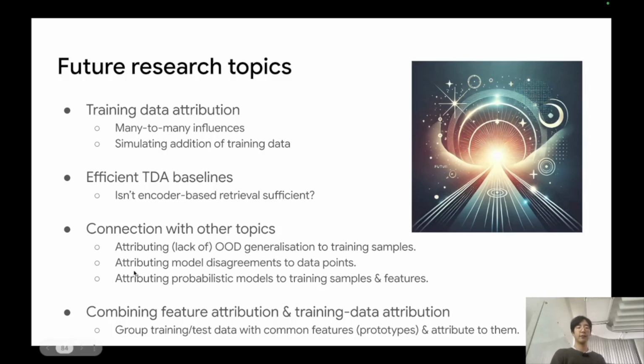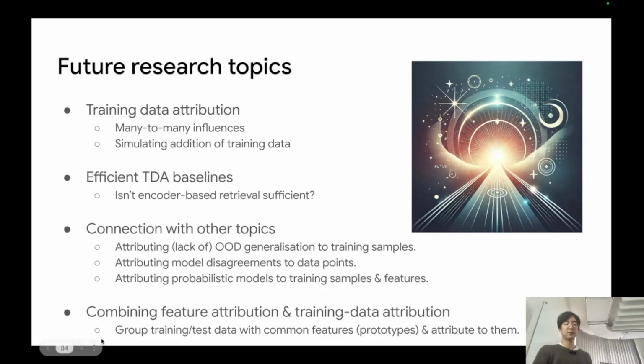Thirdly, there's potential work in attributing probabilistic models to training samples. We're going to talk about probabilistic models after the Christmas break, and I haven't seen much work connecting Bayesian neural networks and probabilistic models with training data attribution. The question here is which samples are contributing to good calibration of the model, for example. So I think these kinds of questions could be quite interesting.